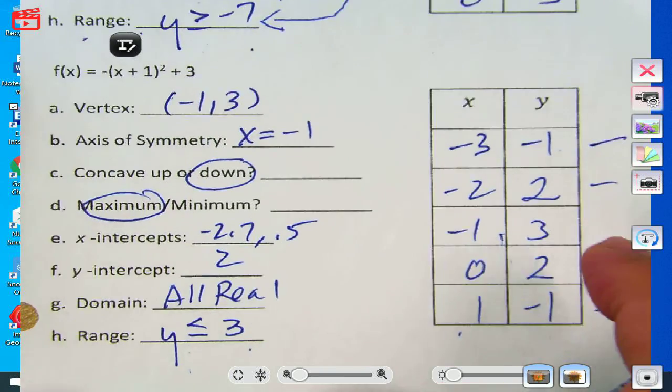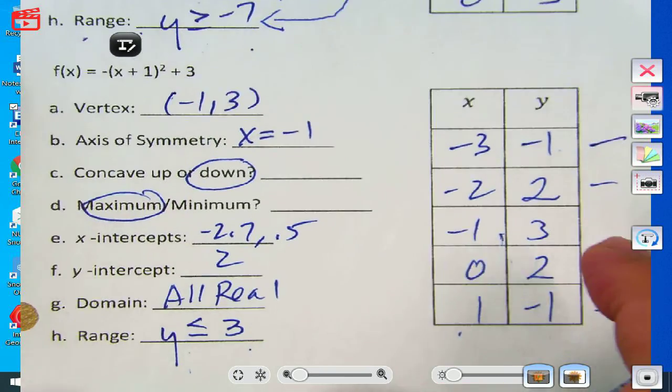Did you see that right? Because on the graph it looks weird. Okay, let's look. So negative 3, negative 1 is here, and negative 2, 2 is up here. And negative 1, 3 is up here. And then 0, 2 is here, and 1, negative 1 is here. Perfect. And then I wing it.